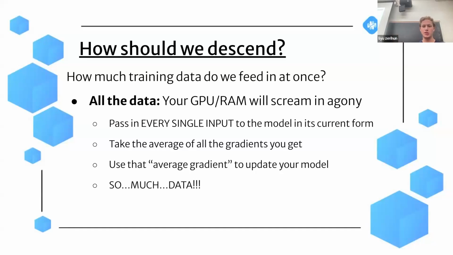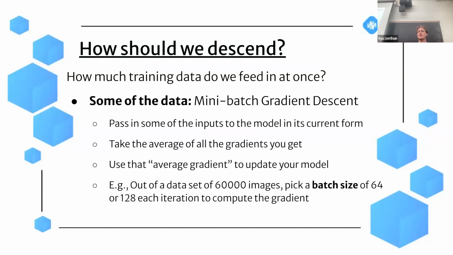So if you want to blow up your computer, go ahead and do it. But I hope you guys don't want to do that. We don't want to pass in all the data at once. So what do we do? We pass in some of the data with mini batch gradient descent. We pass in some of the inputs, and then we take the average of all those gradients, and we use that average gradient to update our model.